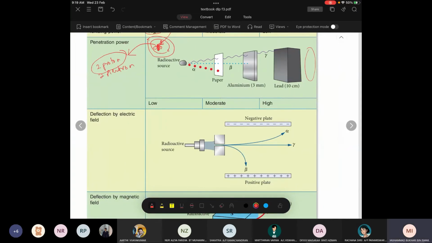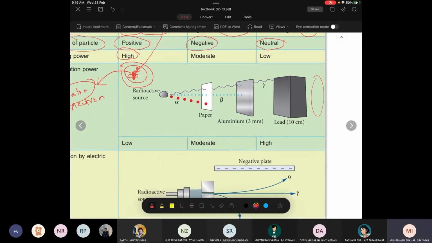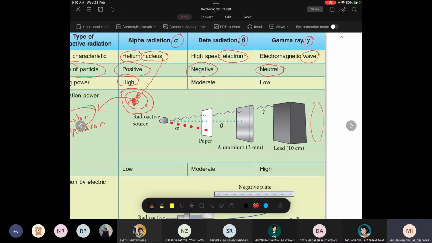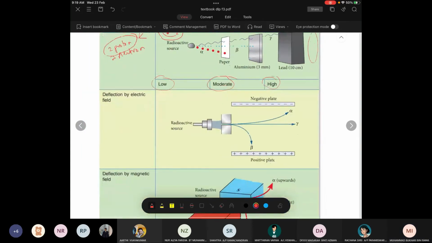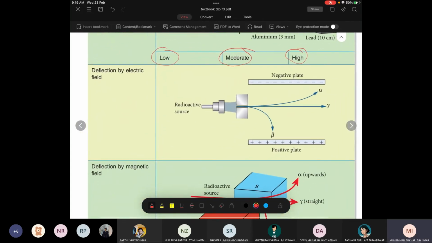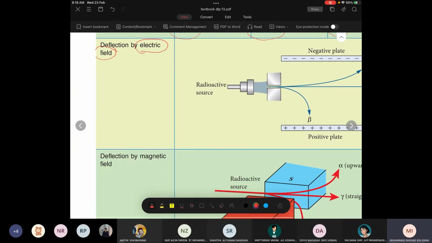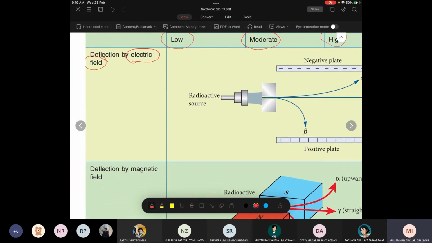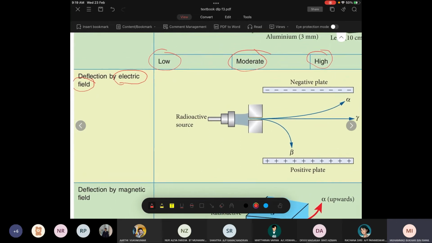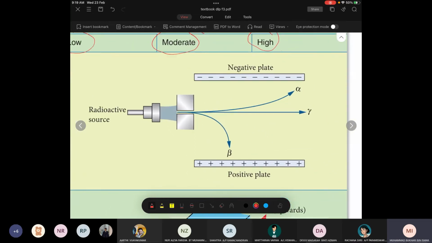So we can say that penetration power for alpha radiation is the lowest. Beta radiation is moderate, and gamma ray is the highest. Okay, what about deflection by electric field? Remember this is electric field, because there are two types of field. The first one is electric and the other one is magnetic field. So let us look at deflection by electric field.